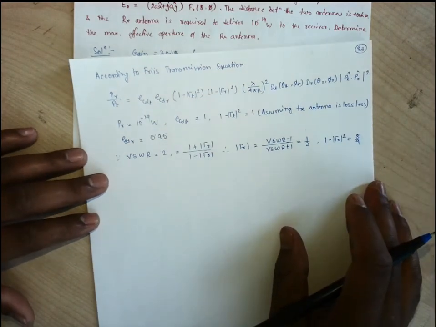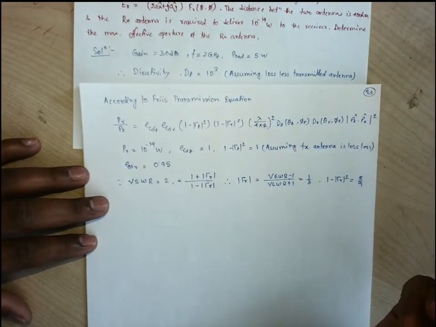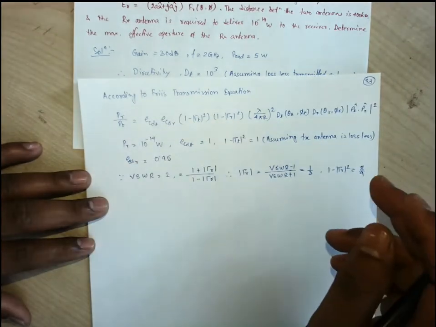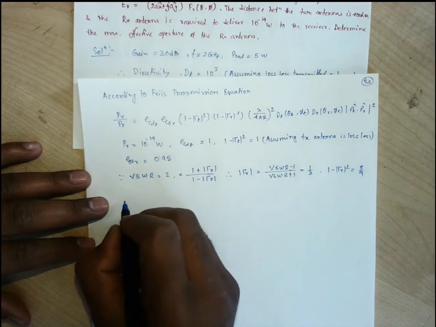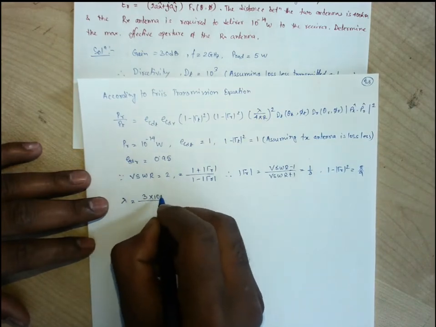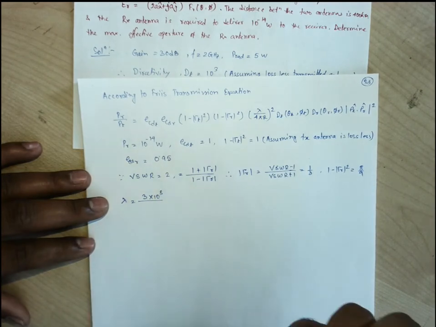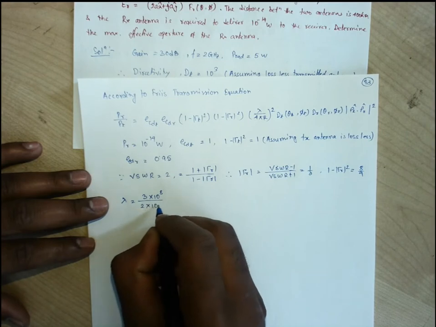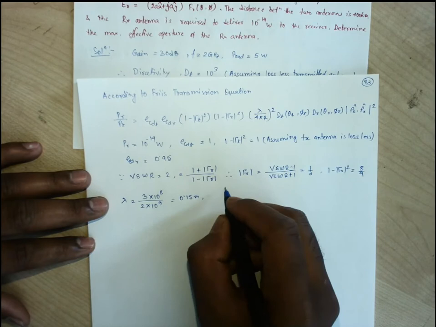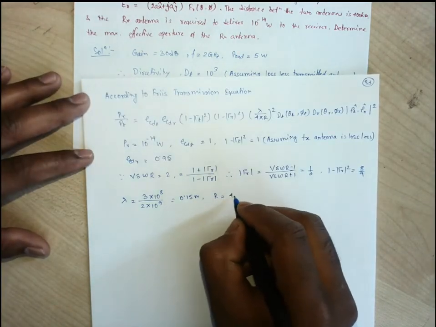Now we need to find lambda and R. R is given, so we need to find lambda. The operating frequency is specified, that is 2 GHz, so we can easily find lambda. Lambda is c by f. c is 3 into 10 to the power 8 by 2 into 10 to the power 9. It comes out as 0.15 meter. R is 400 kilometer, so it is 4.